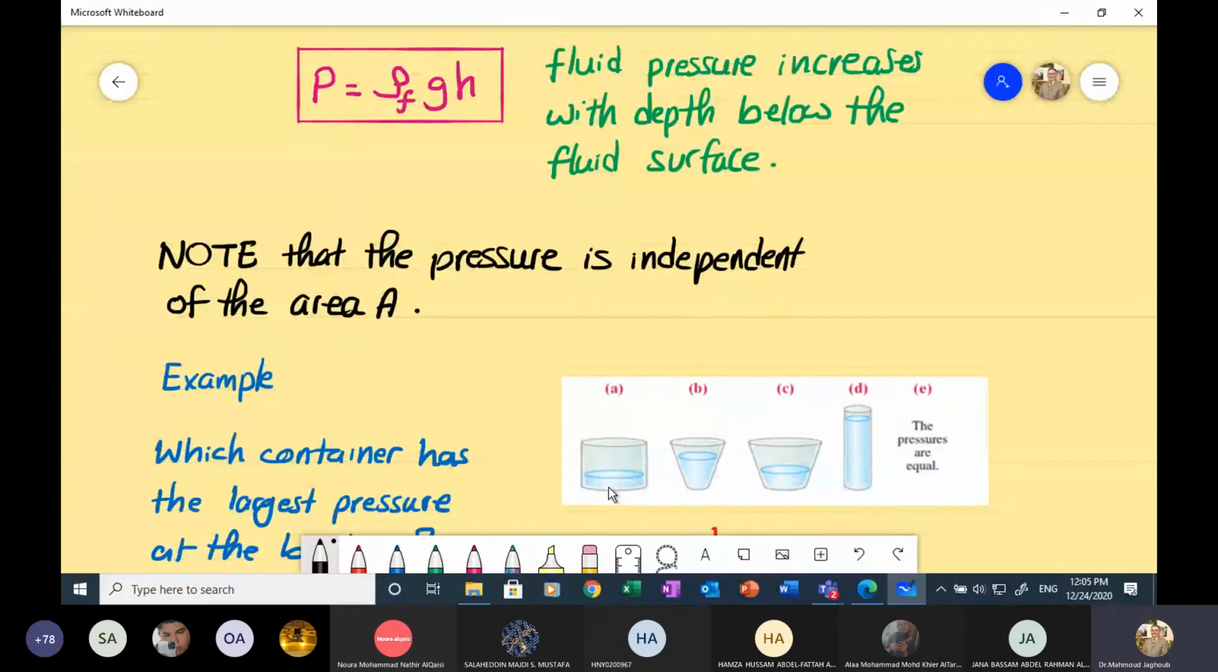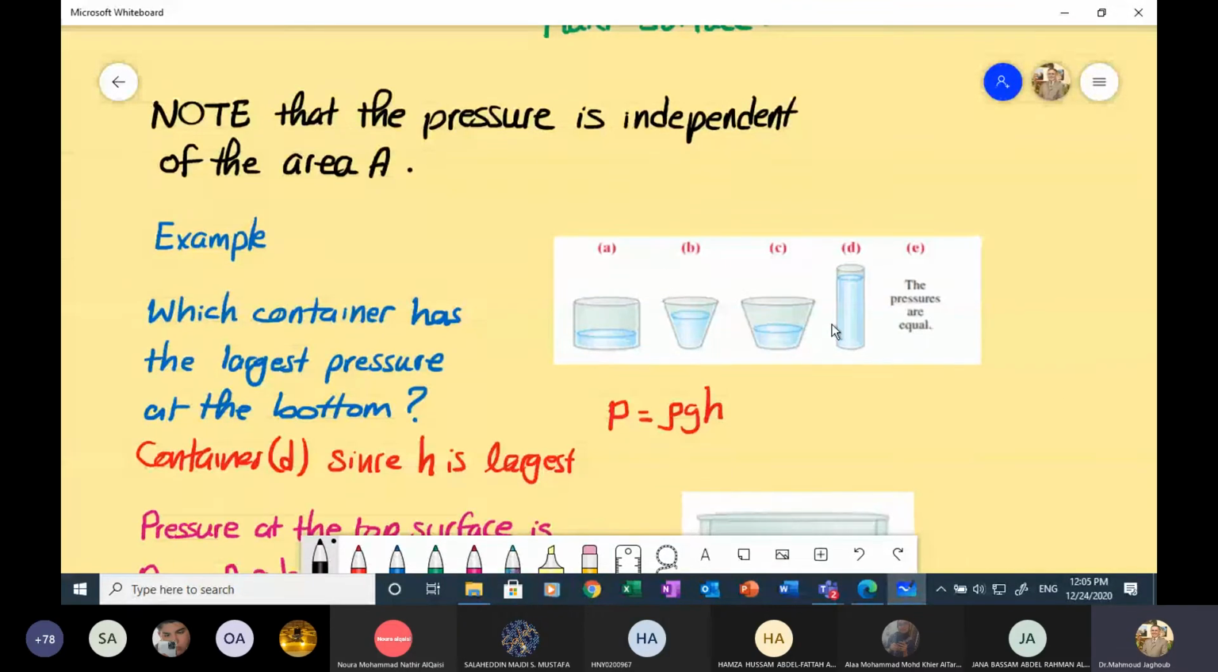A, yes, because it has the lowest depth. Which is the next one after that? C. And then what? B. And then what? D. Okay, so D has the highest pressure, then B, then C, then A.